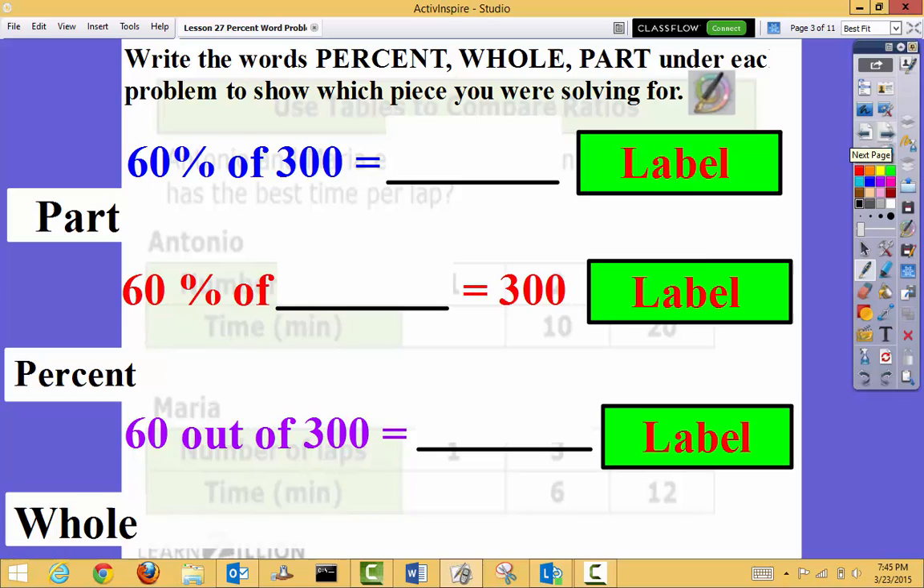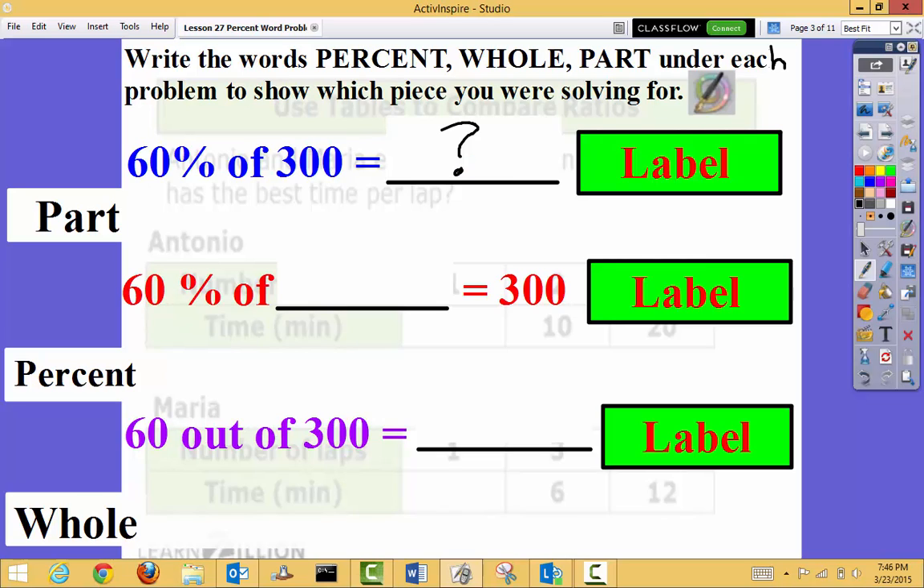Alright, so let's look at this part. I'm going to write the words percent, whole, part under each problem to show which piece you are solving for. So it looks like I forgot that. Let's look right here. Here's my first one: 60% of 300 equals blank. So I need to figure out what it is that I'm looking for right here.